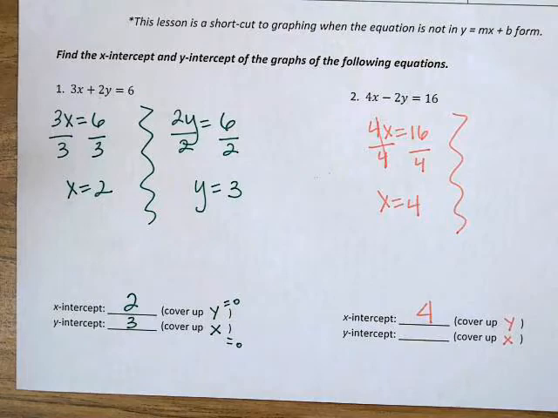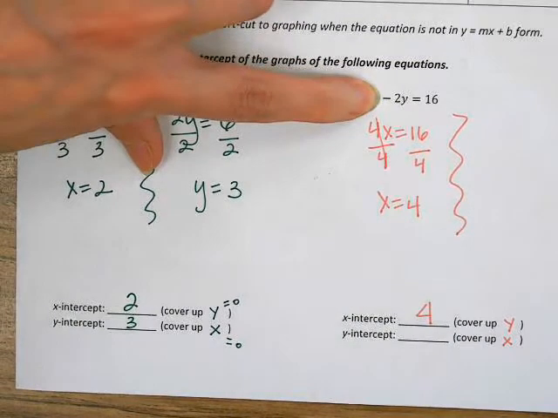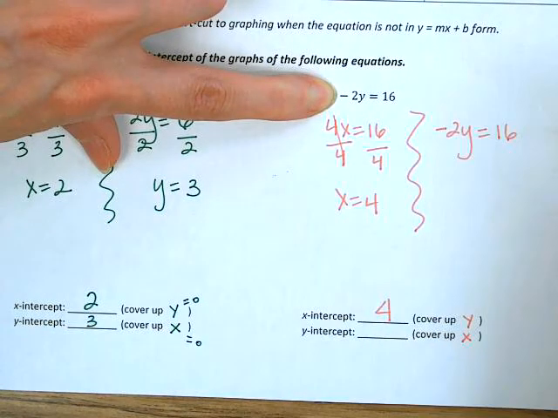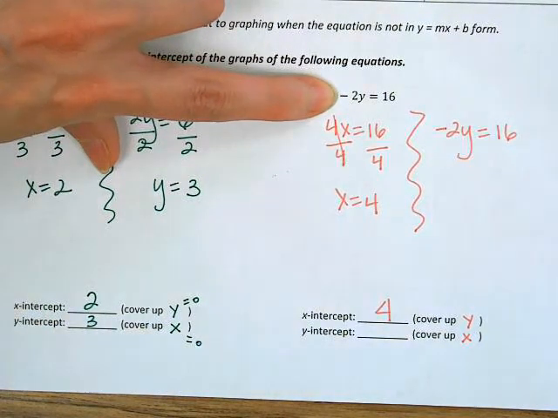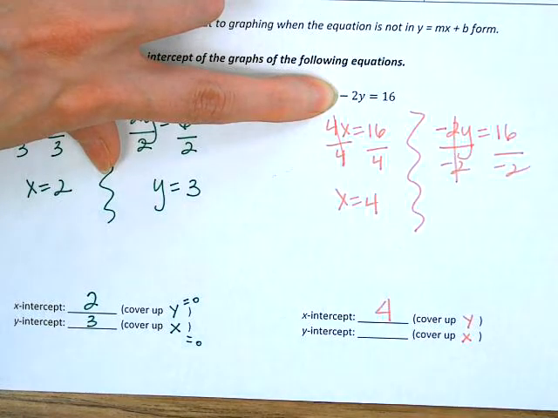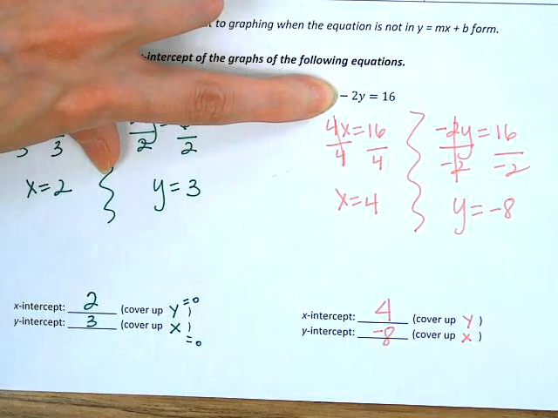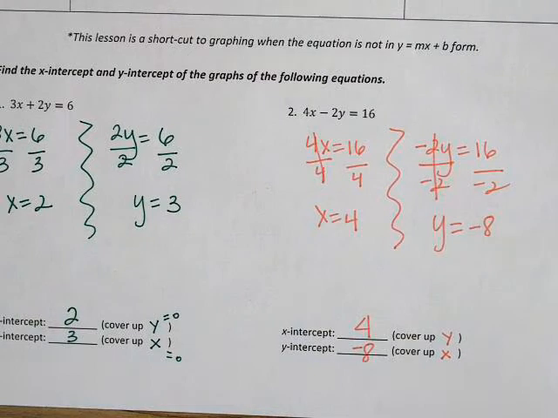Now on the other hand, for the y-intercept, we cover up the entire x term and we solve -2y equals 16. We solve for y. Don't forget if there's a negative out front to include it in the problem. So you guys would divide by -2, divide by -2, and it looks like y equals -8. Okay, so that's how you find x and y intercepts, the cover-up method.